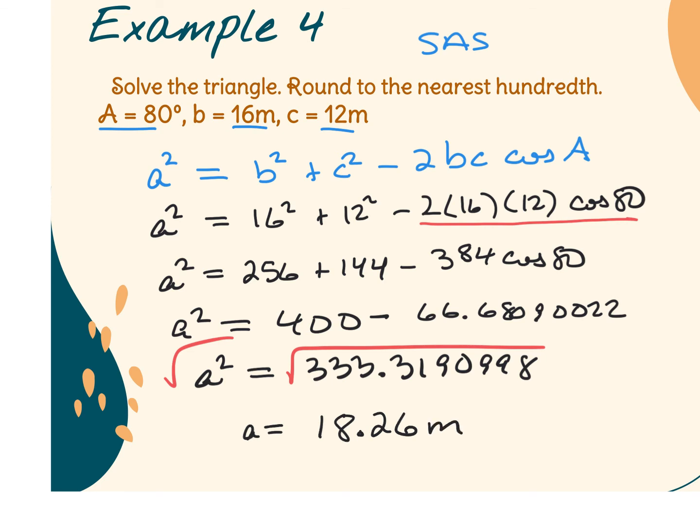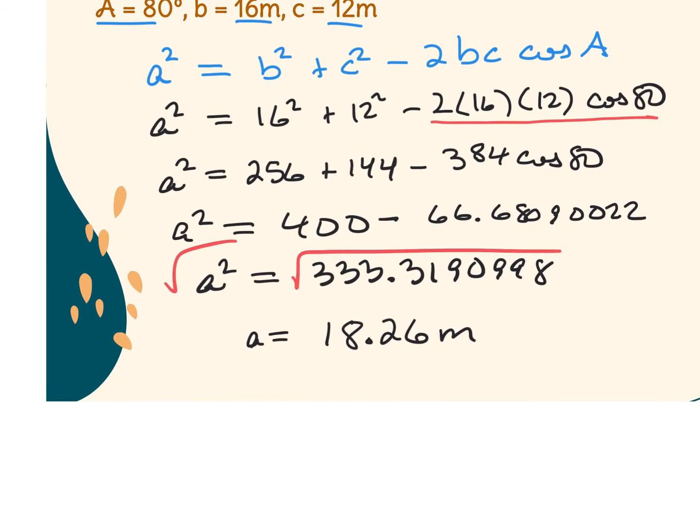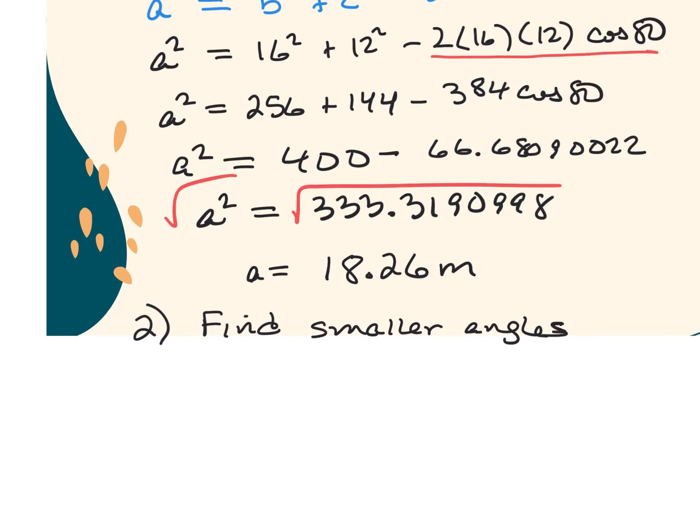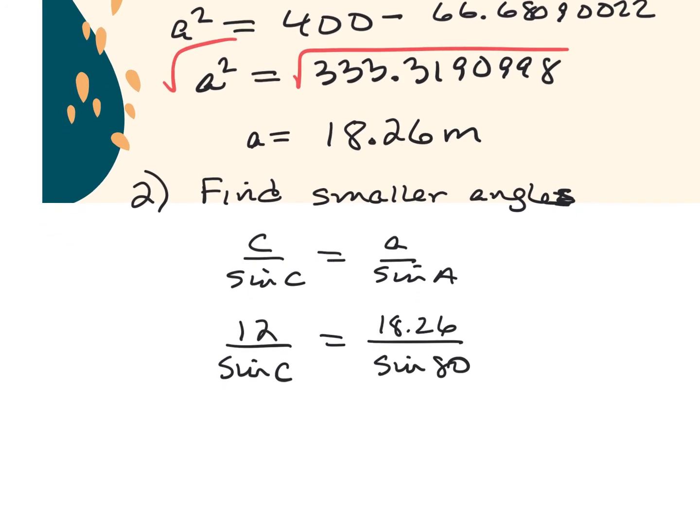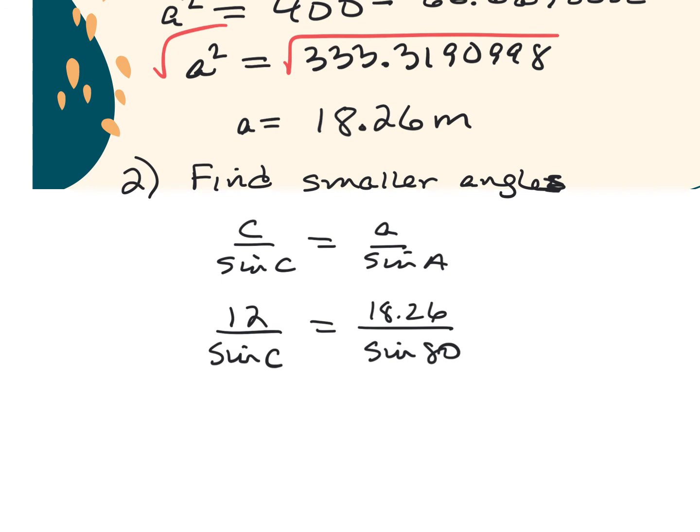So step number 1 is to find the last remaining side. Step 2, remember, we want to find the smaller angle, so I'm going to be finding angle C first. So step 2, find the smaller of the remaining angles. So I'm going to be doing C over sine C equals A over sine A. C is equal to 12. I don't know angle C. A is equal to 18.26. I just found that. And angle A was given to me. Remember, step 2 is always going to use the law of sines.